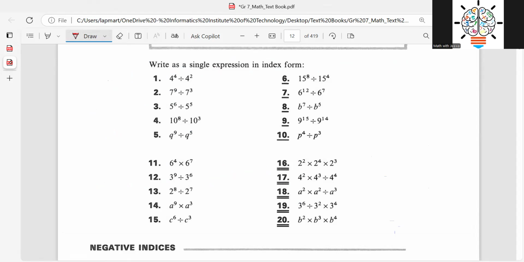So then here, the homework from today's lesson, you want to do these ones. Question 6 to 10, this one, question 6 to 10, this one, and this one, 16 to 20. So these 10 questions will be your homework.